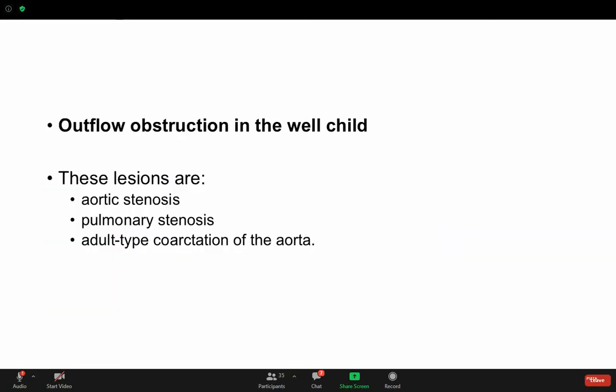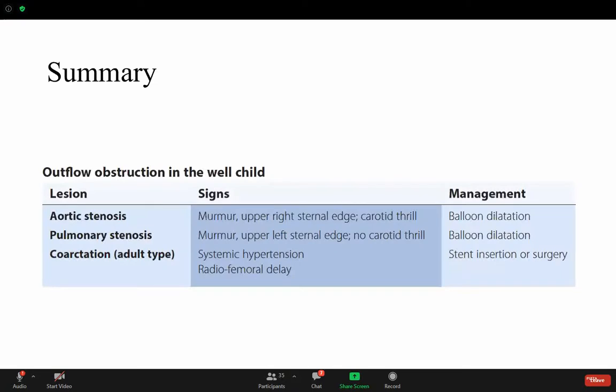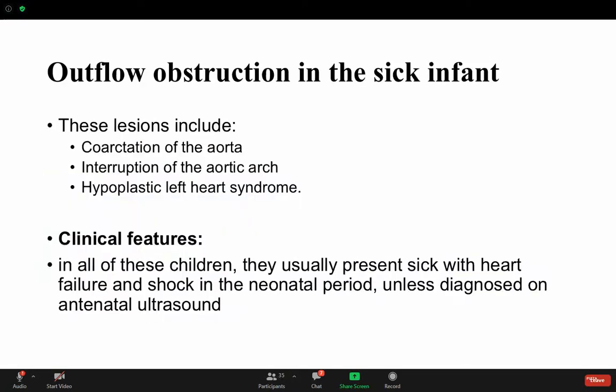هذه الكومن mixing. آخر شيء بنتكلم عنه هذا ما راح نتكلم عنه عموما، بس إنه just to know what they are. اللي هم هذول outflow obstruction in a well child. جاك واحد who looks well بس عنده outflow obstruction. أمثلة لها aortic stenosis, pulmonary stenosis أو adult type coarctation of the aorta, which we'll not be talking about. Okay. Outflow obstruction in a sick infant هذا اللي نحتاج نعرفه. راح نحتاج نعرف منه فعليا اللي هو coarctation of the aorta.